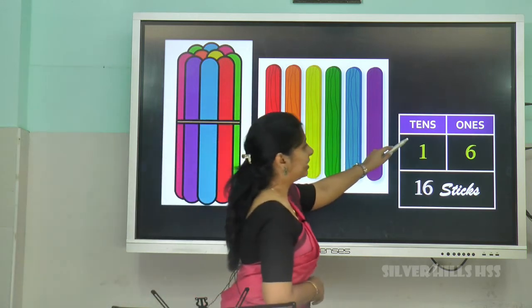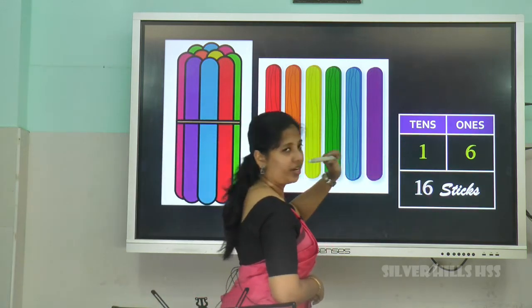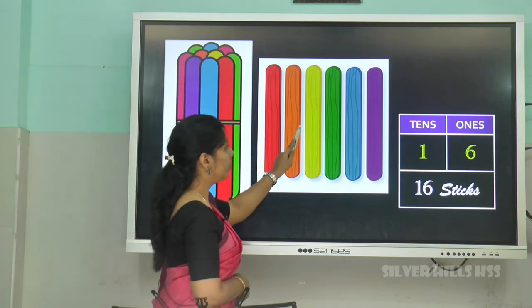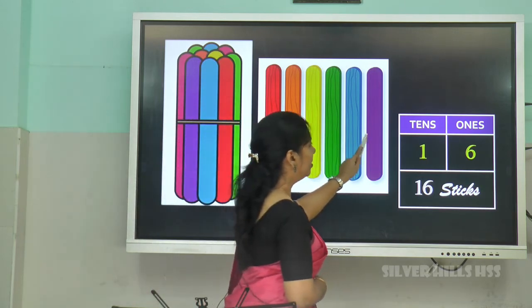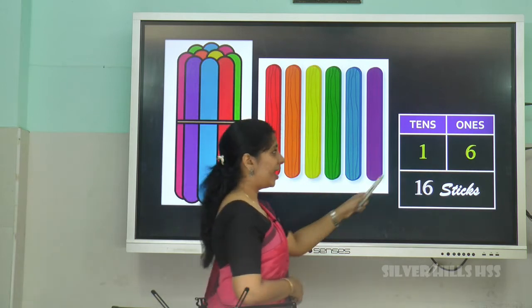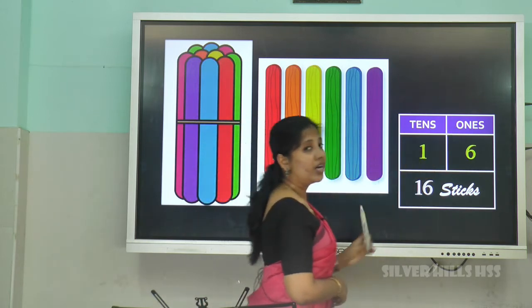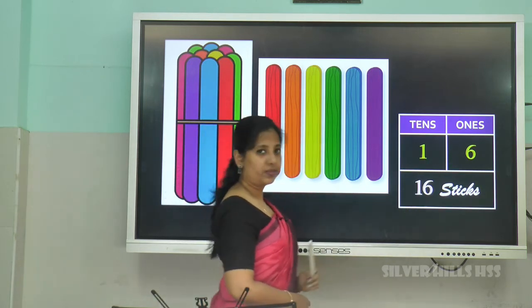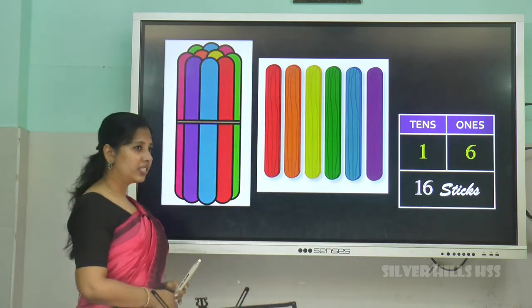Similarly, 1 bundle of tens, right? So, in tens position, 1. And how many ones are there? 1, 2, 3, 4, 5, 6. So, we will write 6 on ones place. So, altogether 16 sticks.